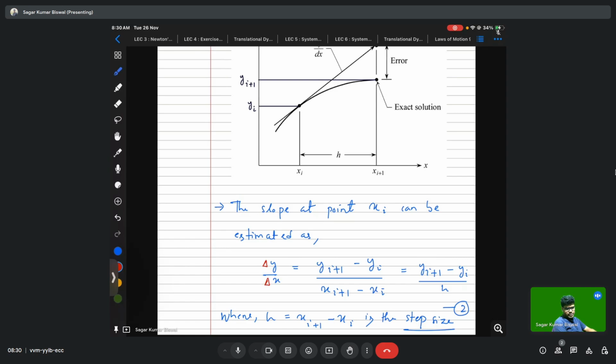So delta y by delta x can be estimated in this way, right? This part is delta y, and this is delta x. And when you take the limit delta x to 0, this delta y by delta x will become dy by dx, right? The as usual concept of derivatives. I hope you are familiar with it, and yeah, that is how you can write.